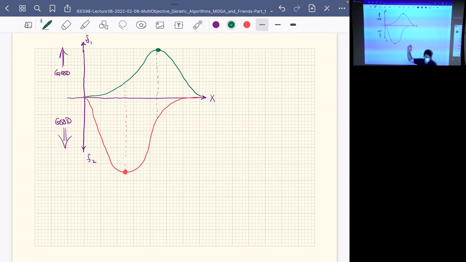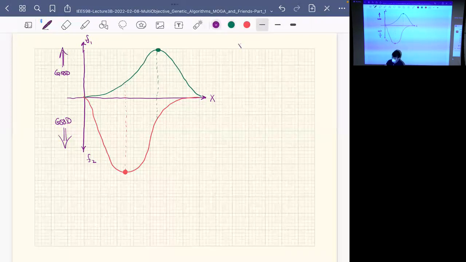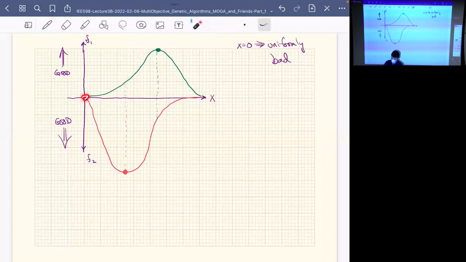That's right. So it's bad in both, is what you're saying. So that's a great example. So X equals 0, I can put over here, X equals 0 is uniformly bad. So it's right here, X equals 0, uniformly bad.